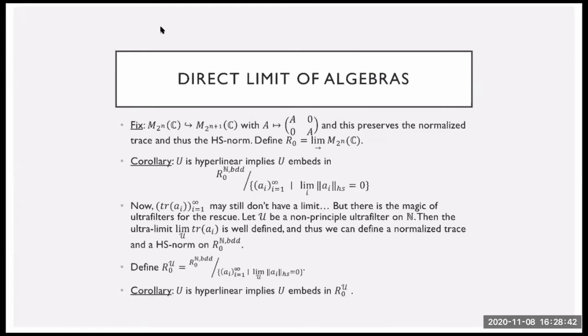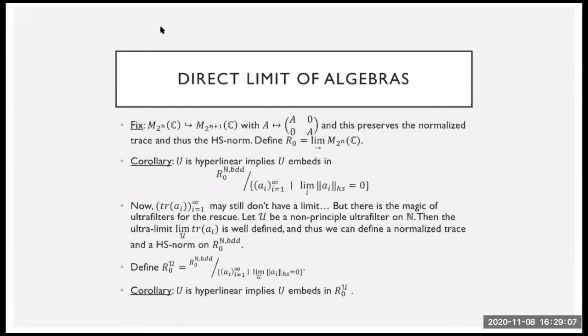So now I'm claiming that our previous proof just proves that being hyperlinear is the same as embedding in this thing. And the reason that we wanted this r naught is because there is this notion of a trace over this r naught. So the direct limit of these matrices has the notion of a normalized trace, and thus has the notion of a Hilbert-Schmidt norm.